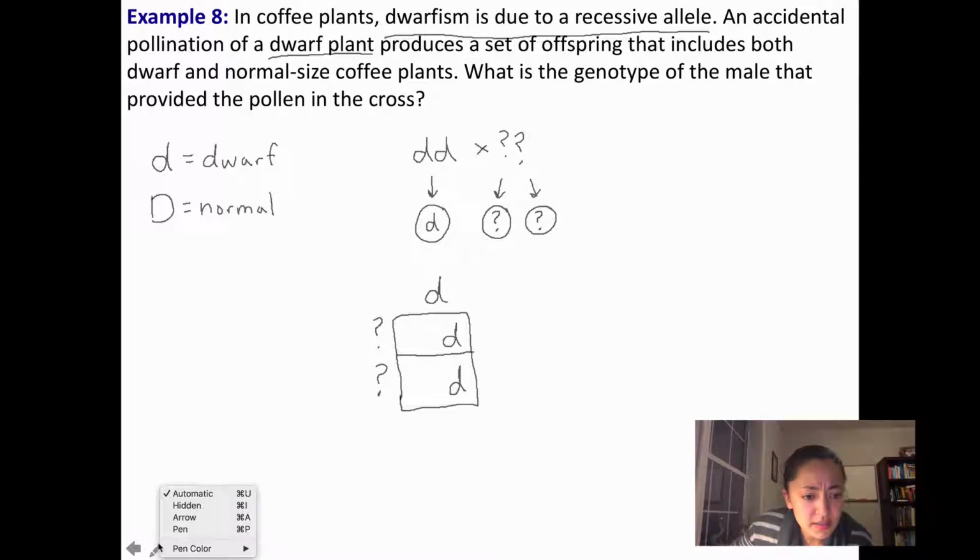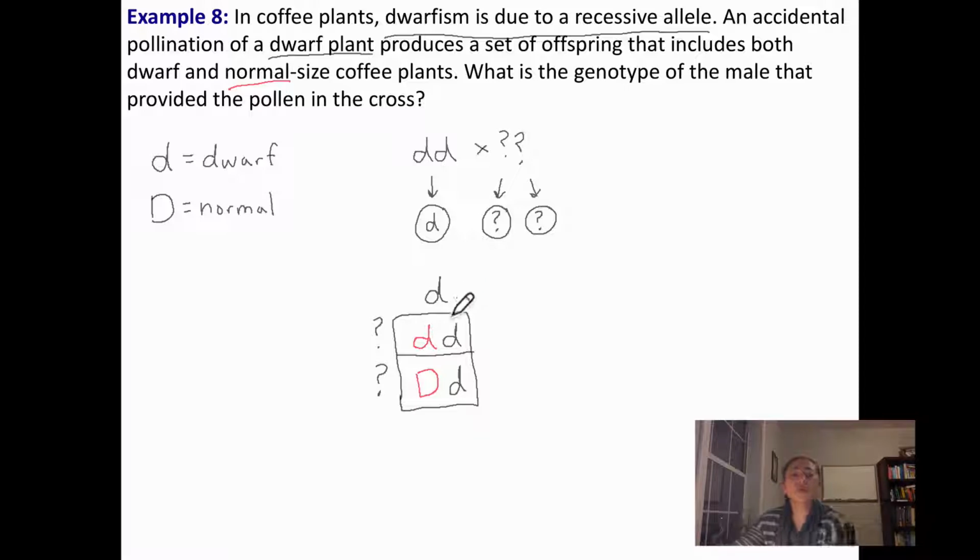trait. So let's change the pen color here to red. So this would have to be a little d. In order for it to be normal size, it would have to have a dominant allele. So the allele they had gotten from their father was a dominant allele here. So in order for this parent to mate with another parent and produce offspring that were both normal size and had dwarfism, that father had to have given them a big D and a little d, so the father had to be heterozygous.